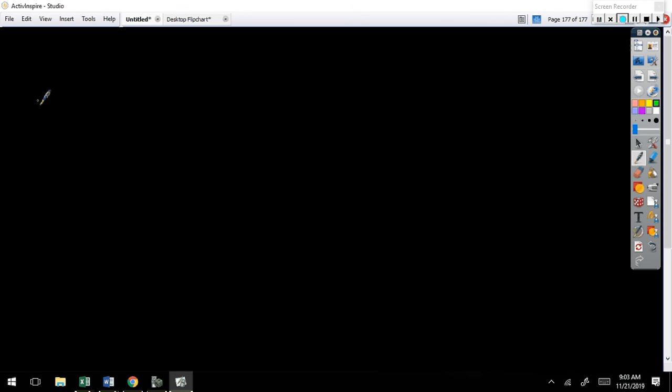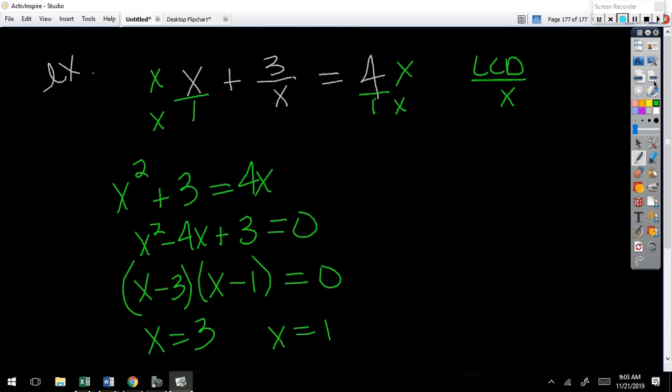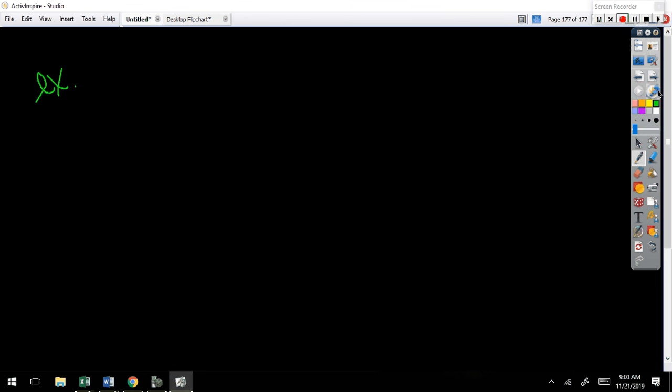Just real quick, I won't work this one all the way through. I just want to make sure you can do this, because the hardest part is finding the LCD. So I want to show you one that's a little bit harder for the LCD. Take all your bottoms and put them together, but don't include any repeats. So let me show you. This one will be a good example.